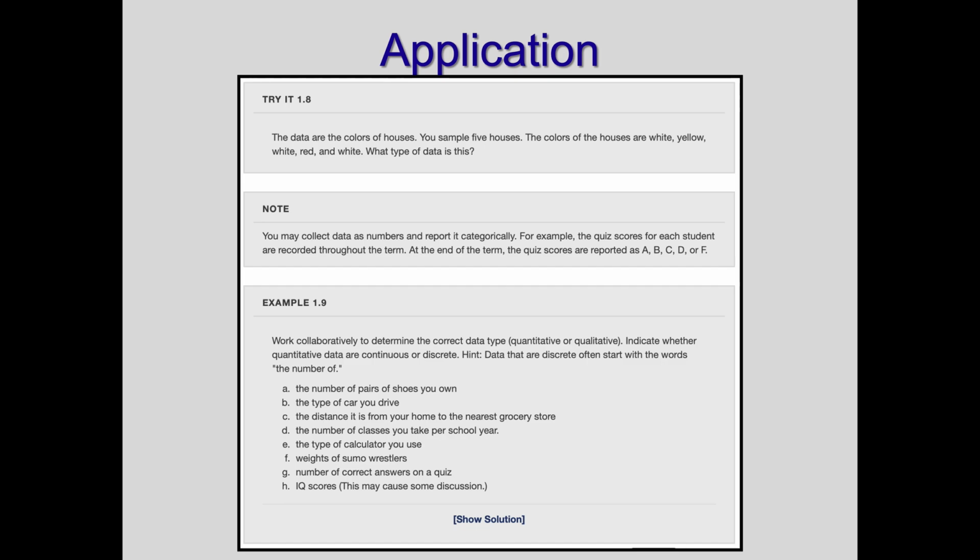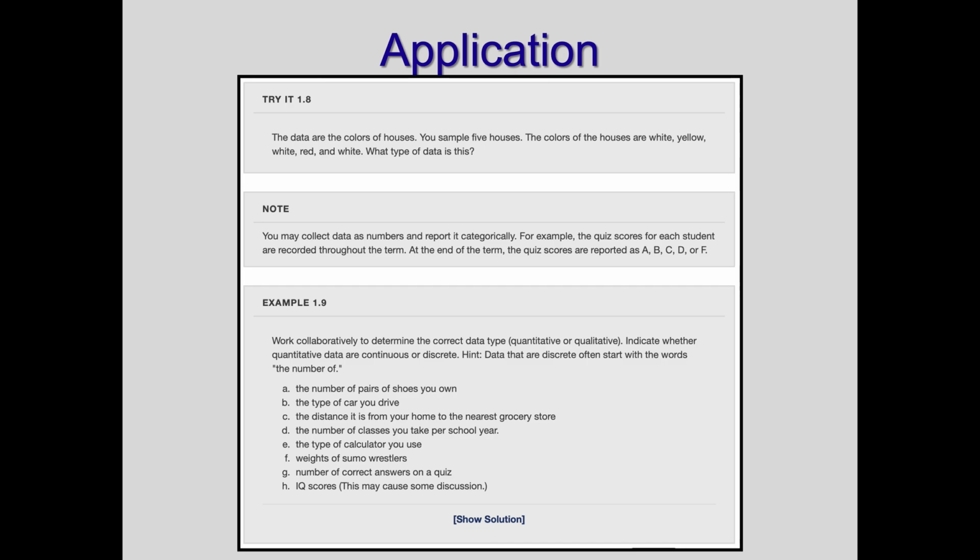Okay. Note, you may collect data as numbers and report it categorically. For example, the quiz scores for each student are recorded throughout the term. At the end of the term, the quiz scores are reported as A, B, C, D, or F. Okay, so to say that categorical or qualitative data never has numbers is not accurate, but generally speaking, it doesn't have numbers.